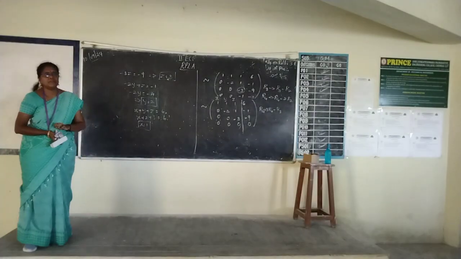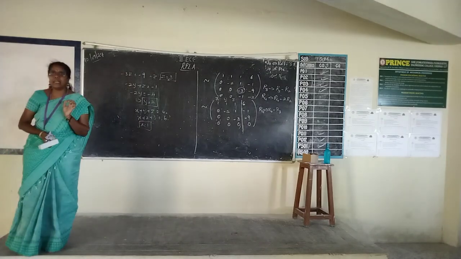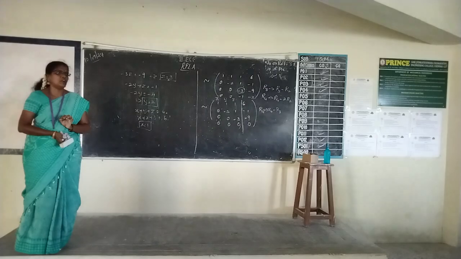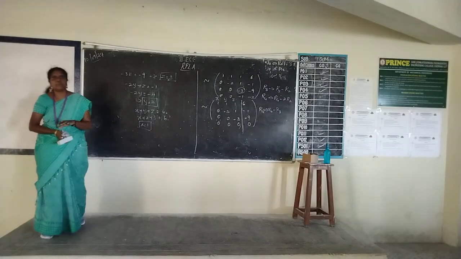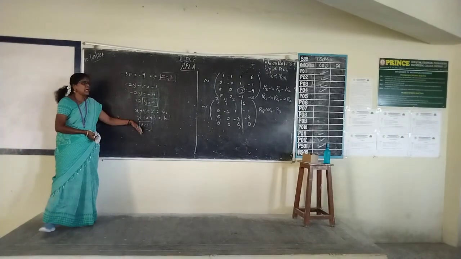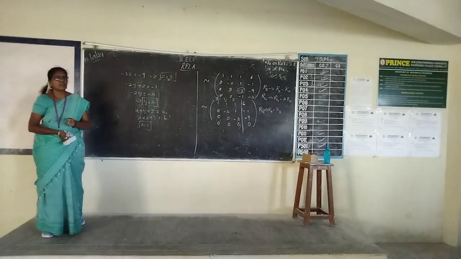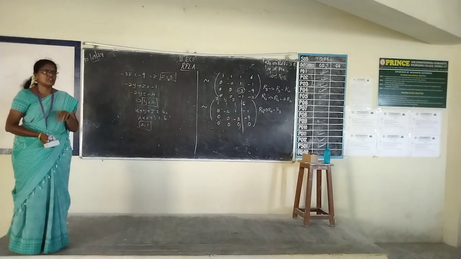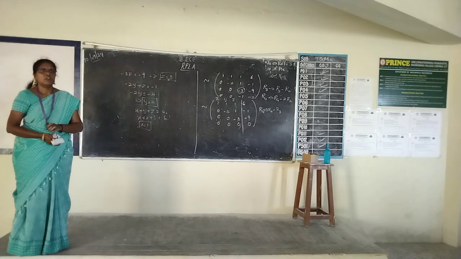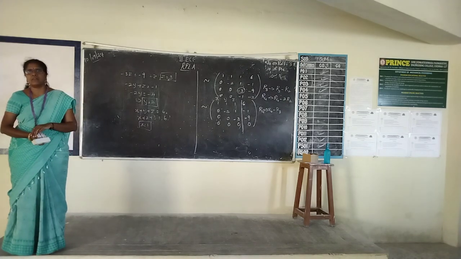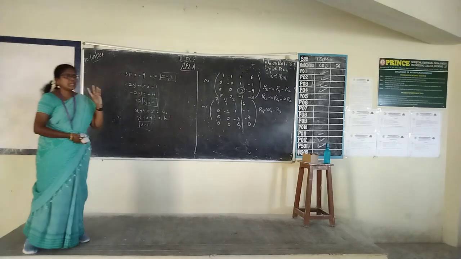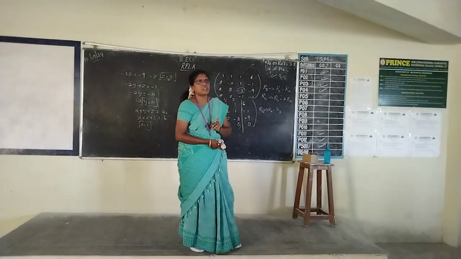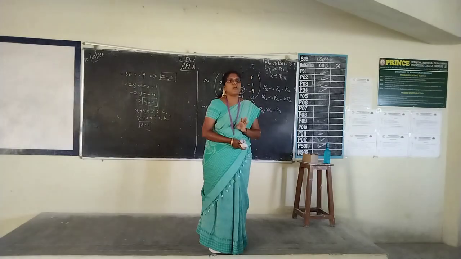Difficult or easy, ma'am? Easy one, but each step you should be very, very careful. If you miss even one single value, the entire problem may go wrong. How do you identify whether the answer is right or wrong, ma'am? Substitute in the original. How many equations? Only one equation is enough? No. How many equations are there in the question? 4. So when you substitute x, y, and z in all the 4 equations, it should satisfy. Then only your solution is the right one, otherwise your solution is a wrong one.